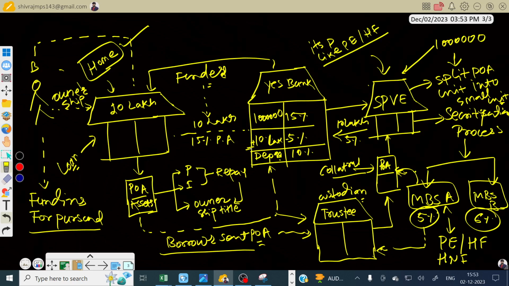So now if you see, your collateralized system works like this, and that's where private equity funds and hedge funds come into the picture, because they invest through ABS and MBS. Why?